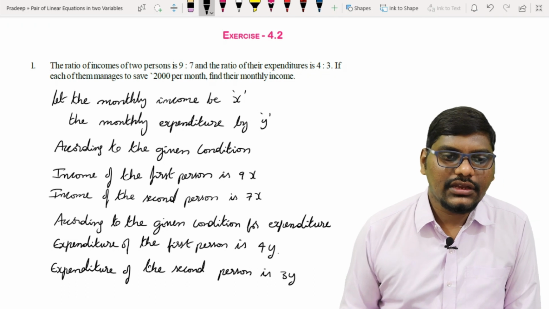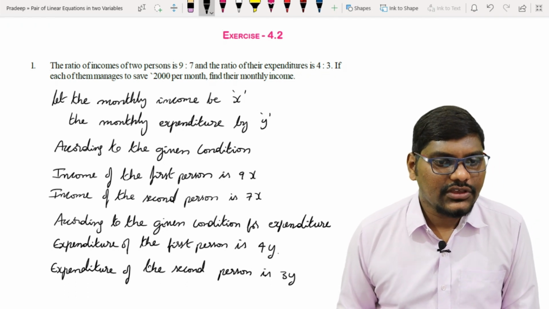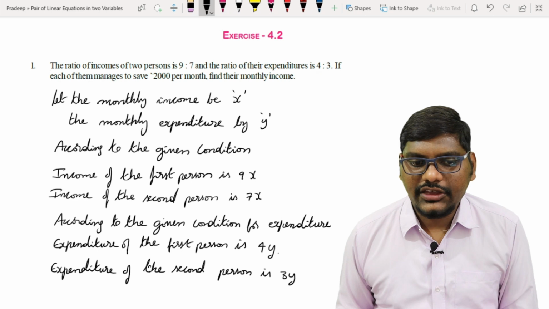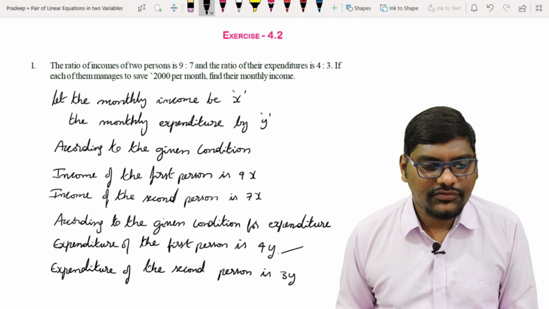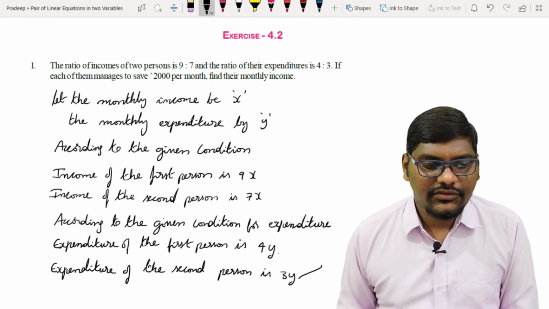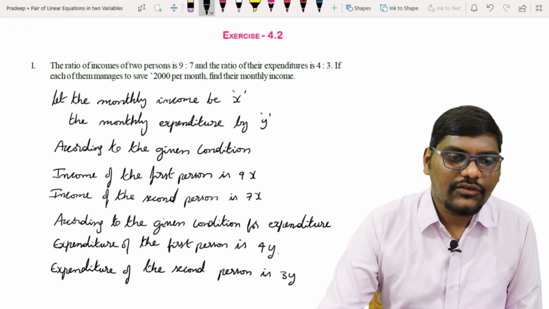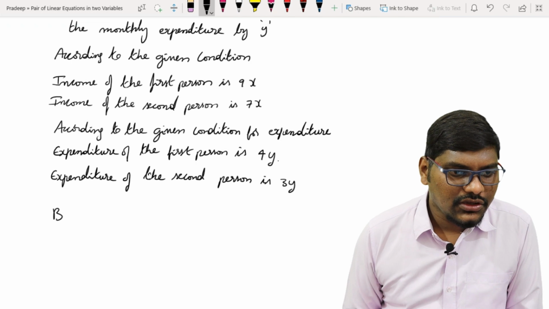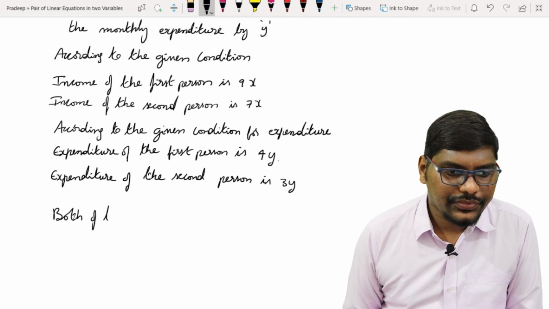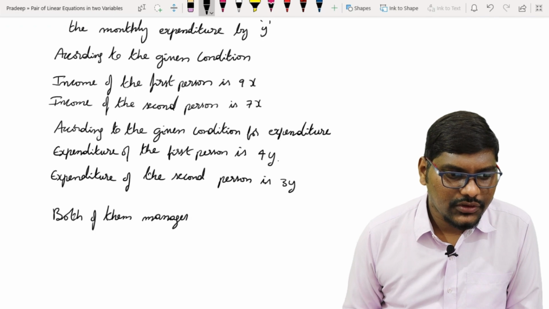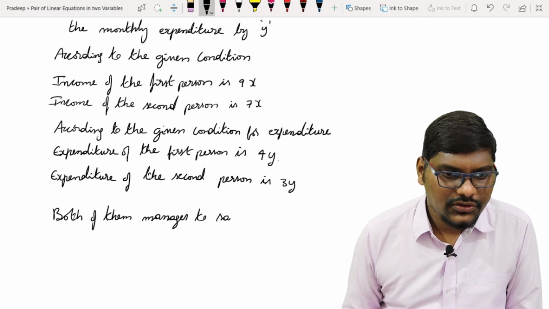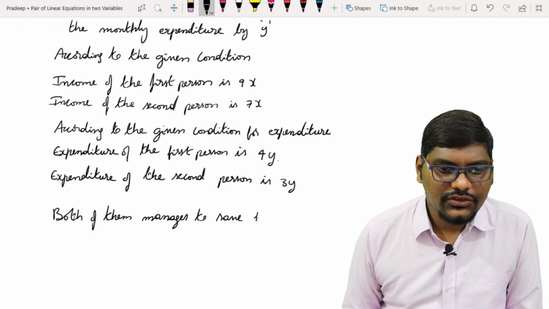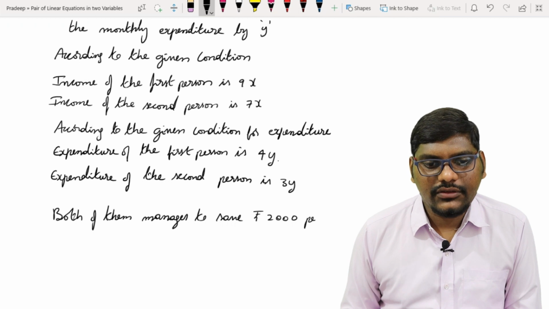So we are writing the income of the first person as 9x, second person 7x. Expenditure of the first person we have written as 4y, and the second person as 3y. Now both of them are saving money. So how much are they saving? Both of them manage to save rupees 2000.